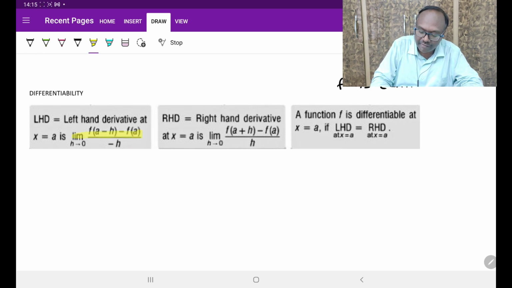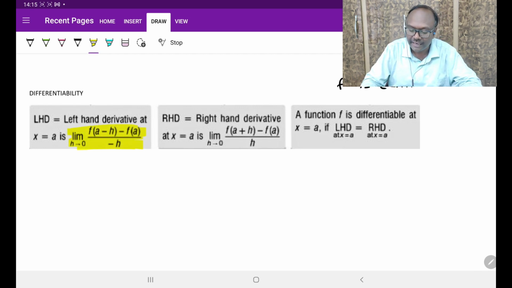So this is how we find the left hand derivative. And the right hand derivative is obtained by writing limit h tends to 0 of f of a plus h minus f of a by h. And then we say that the function is differentiable at x equal to a if the left hand derivative at x equal to a is equal to the right hand derivative at x equal to a.